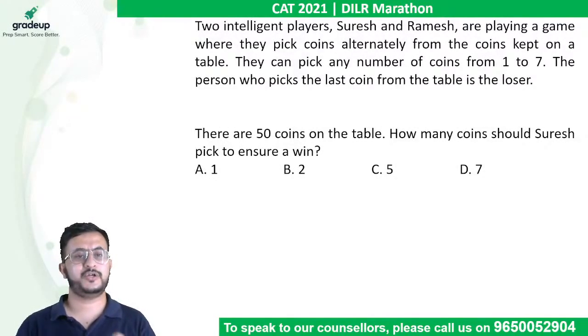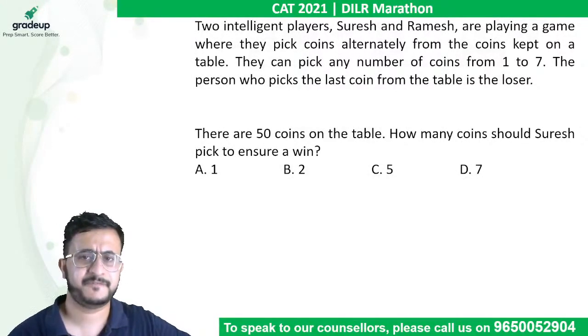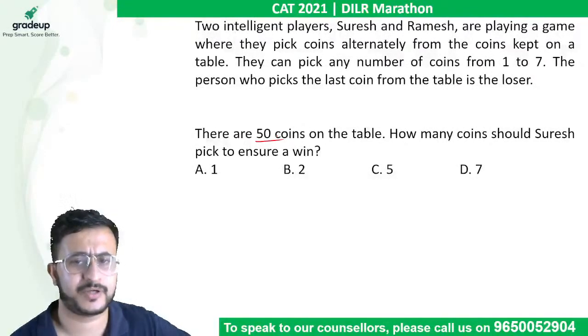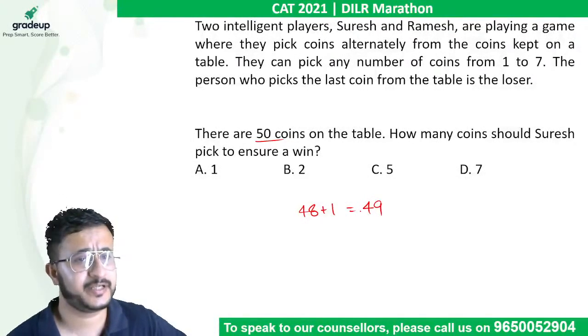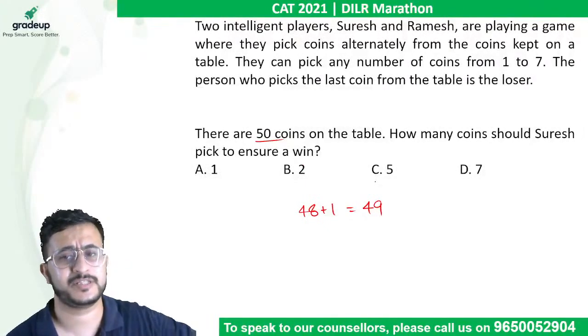So we just saw that the losing number is 8n plus 1, right? That is the losing number. ठीक है? अब 50 से छोटा losing number क्या होगा? 50 से छोटा losing number होगा 48 plus 1, that is 49, right? So if there are 49 coins on the table, the person will lose the game.